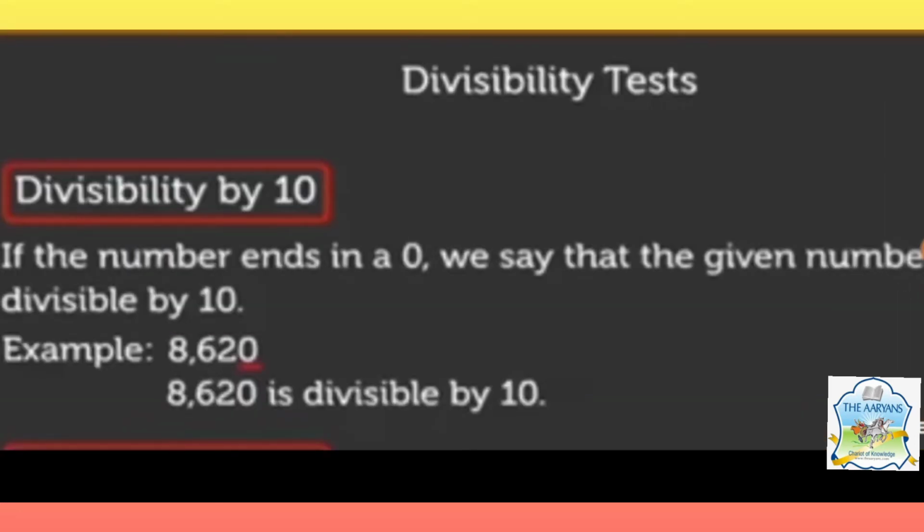Now, next comes divisibility by 10. If the number ends in 0, we say that the given number is divisible by 10. If its one's place is 0, then that number is divisible by 10. For example, 8620. Its one's place, or it ends with 0. Then we can say this number is divisible by 10.